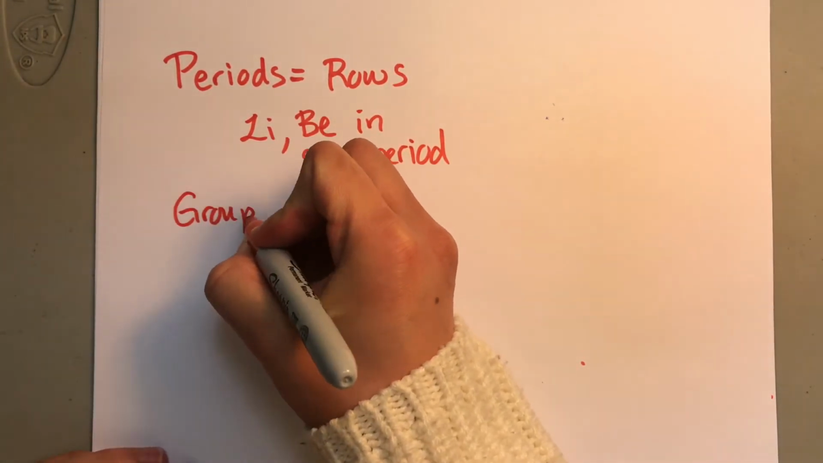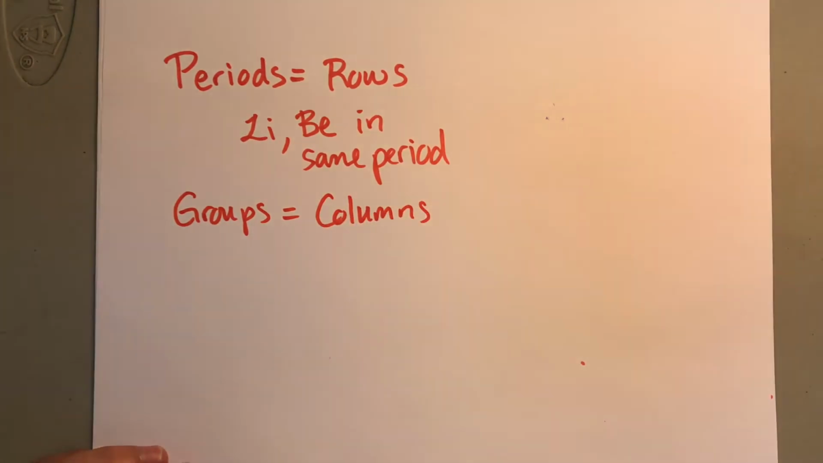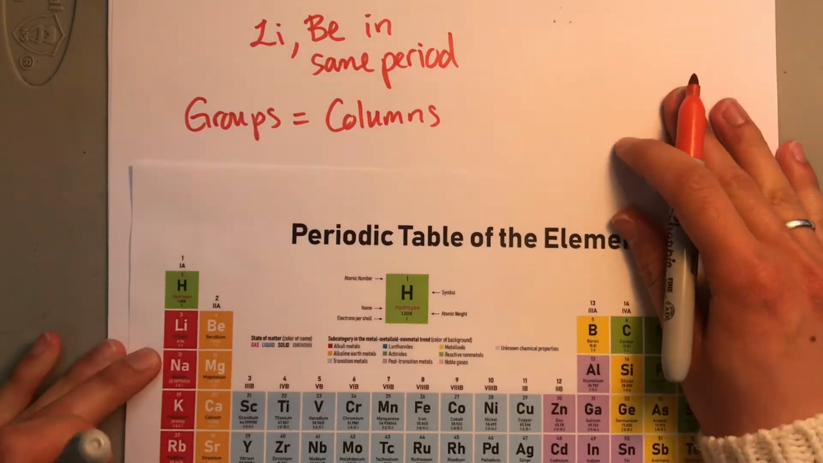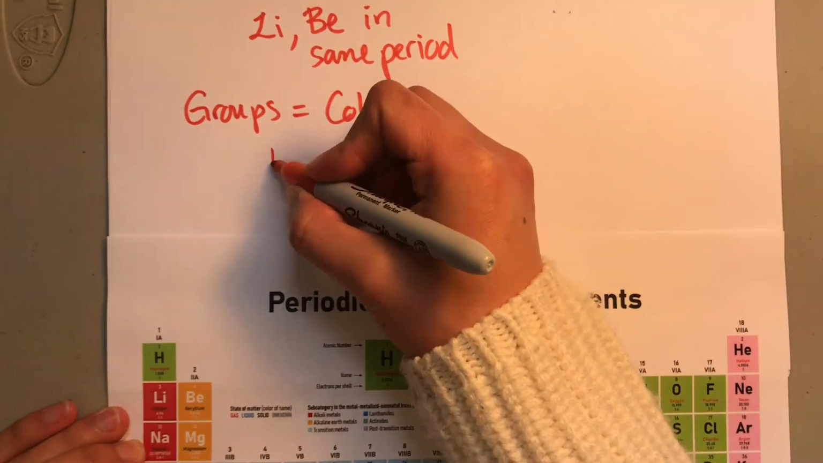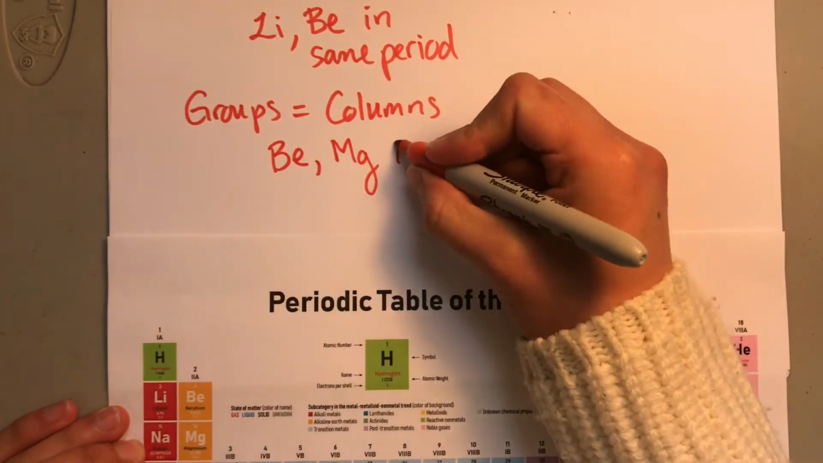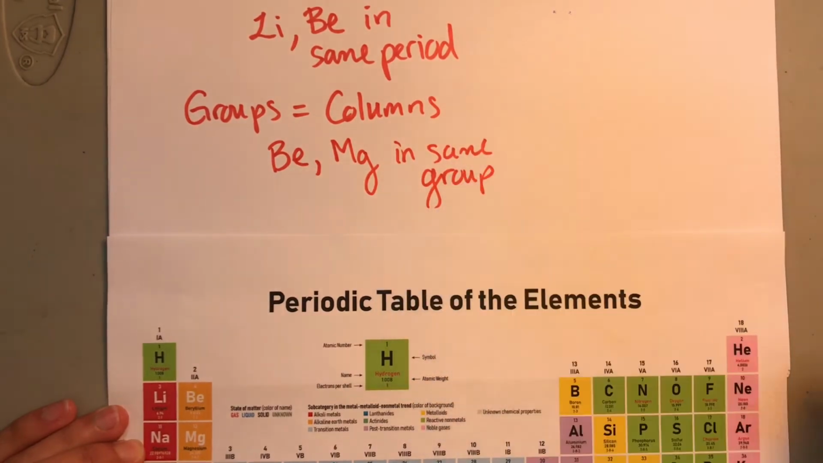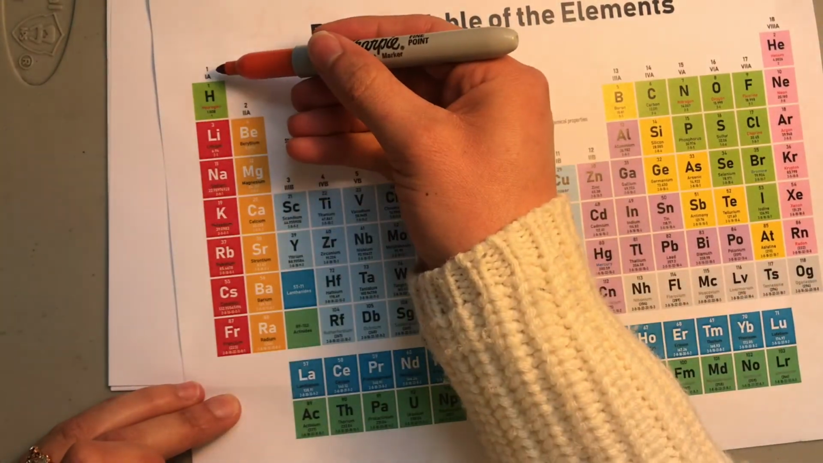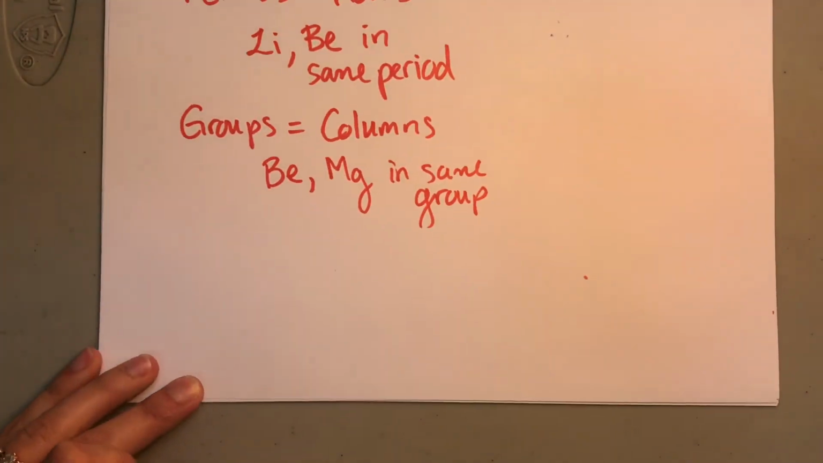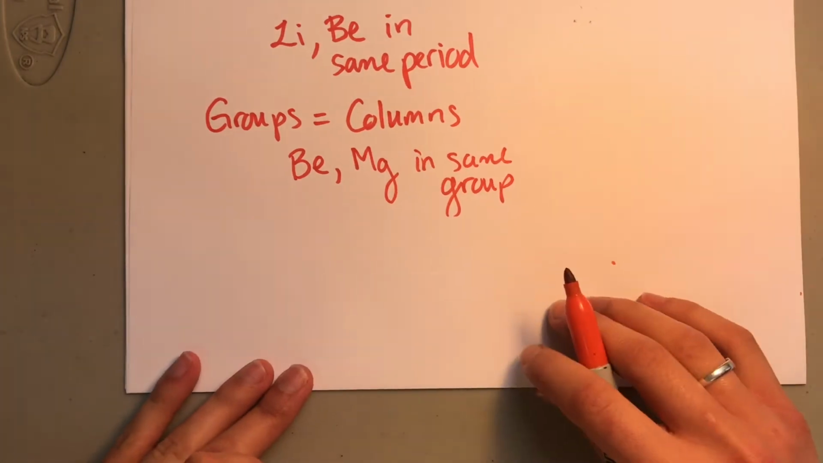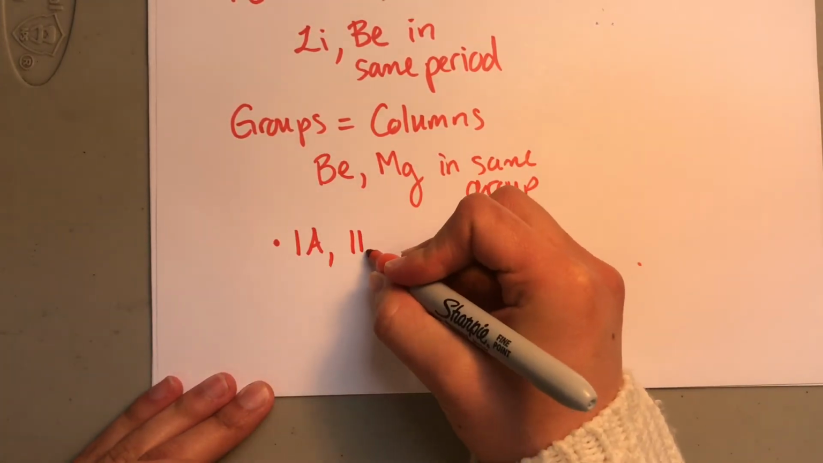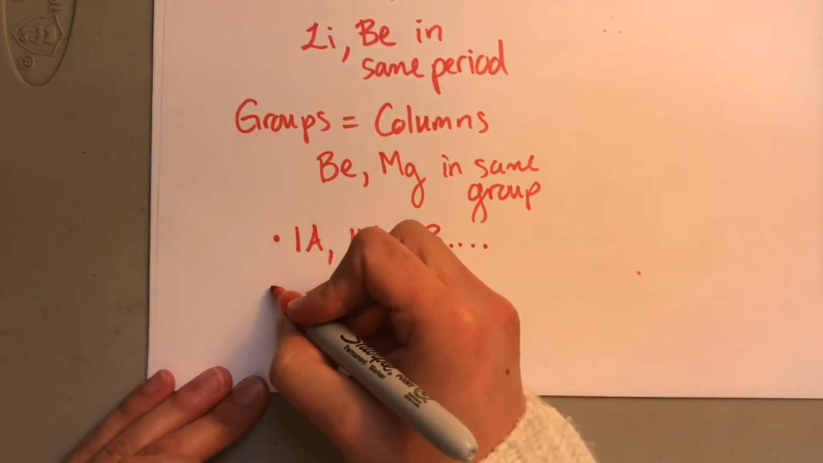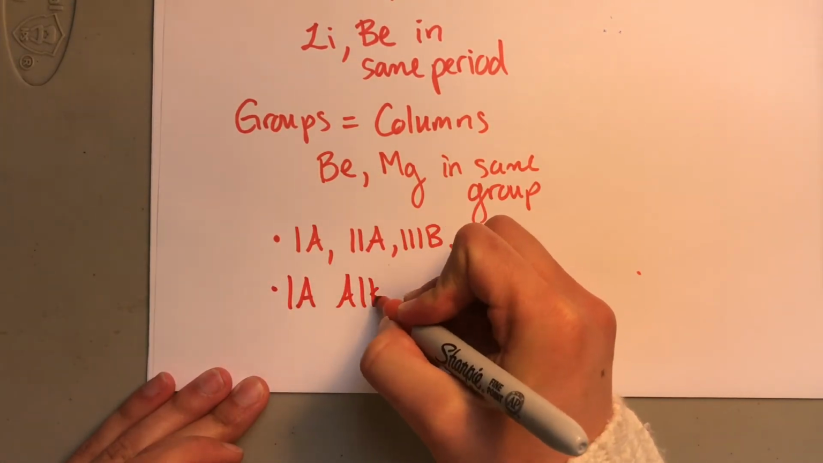The next thing we're going to talk about are groups. Groups correspond to the columns. We have a bunch of different columns. If I take a look at beryllium and magnesium, I see that those are in the same group. If you see any two things in the same column, then you know that they are indeed in the same group. We're going to take a look at 1A, 2A, 3B, etc. You'll see those at the top of your periodic table above each column.